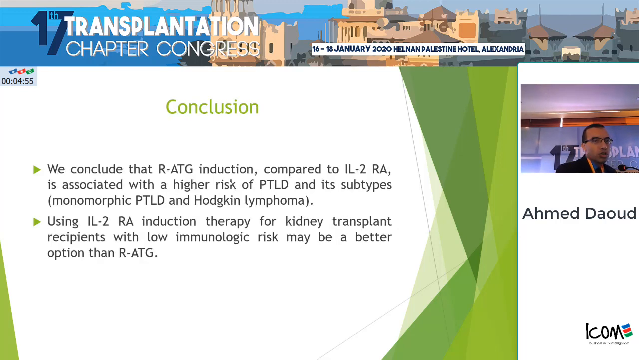And so our final conclusion is that rabbit anti-thymocyte globulin induction therapy compared to interleukin-2 receptor antagonists is associated with a higher risk of PTLD, and not only PTLD in general, but also its subtypes, the monomorphic PTLD and Hodgkin lymphoma. And so we think that using interleukin-2 receptor antagonist induction therapy for kidney transplant recipients with low immunologic risk may be a better option to avoid a higher risk of PTLD and its different subtypes.